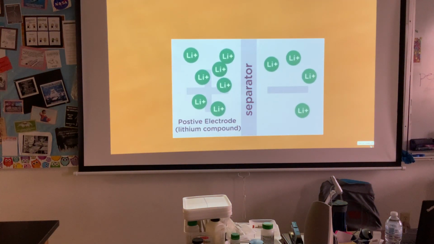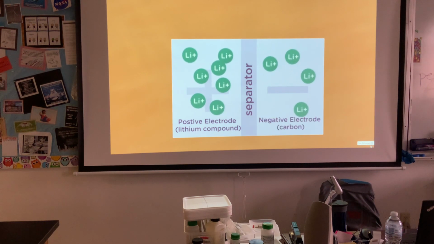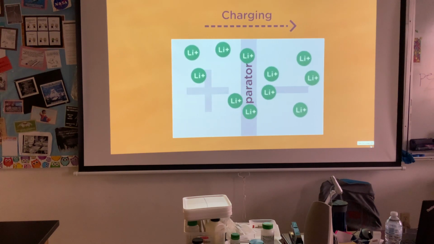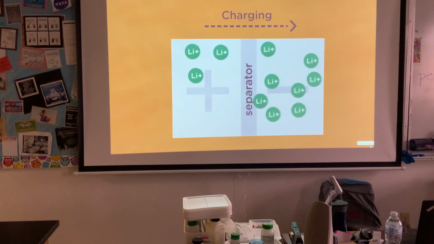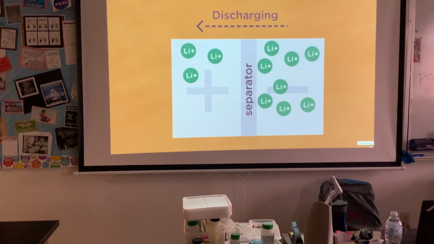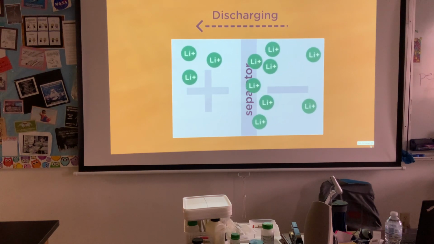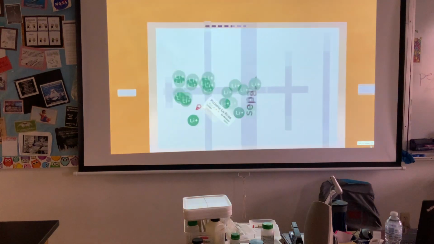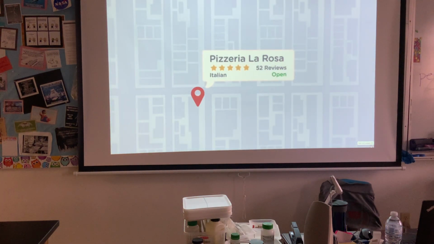In a battery, there's a positive electrode, usually made of a lithium compound, and a negative electrode, usually made of carbon, a nonmetal. When the battery is charging, the positive electrode gives up some of its lithium ions, which move through to the negative electrode. When the battery is being used, the lithium ions travel back to the positive electrode, producing the energy needed to do things like map directions to a new restaurant in town.